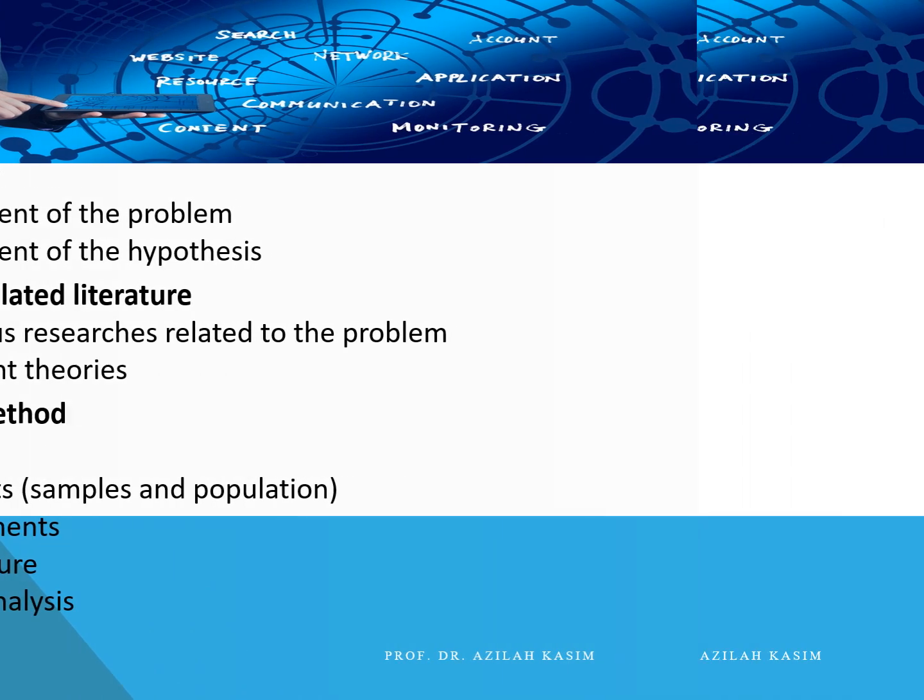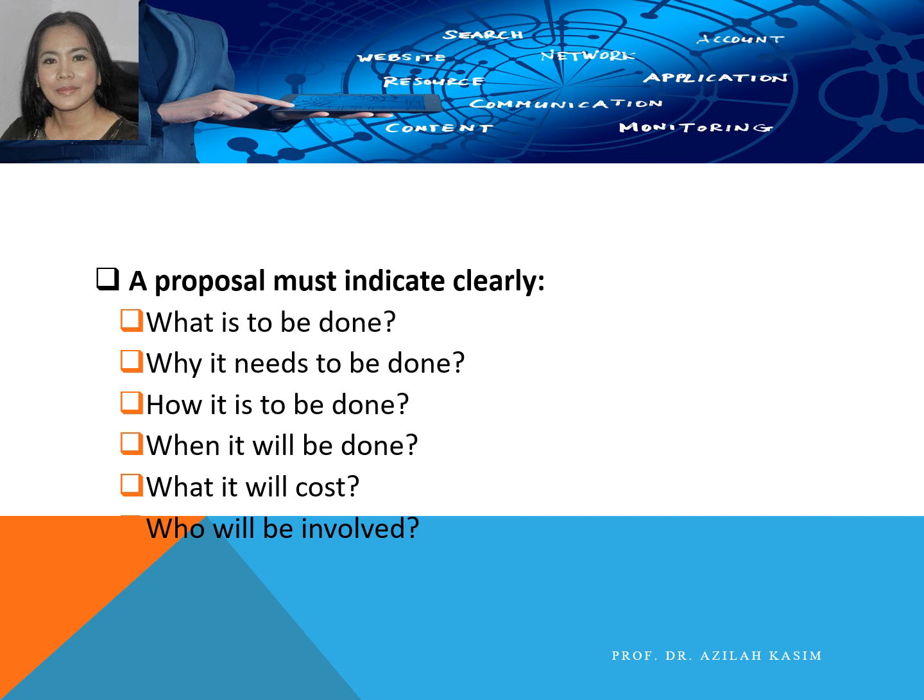Then you must indicate throughout the proposal what is to be done, why it needs to be done, how it is to be done, when it will be done, what it will cost, and who will be involved. So the basic questions will be what, why, how, when, how much, and who. By having all these questions answered, it makes the proposal very clear and easy to read, easy to understand by the funder or by the people evaluating it.